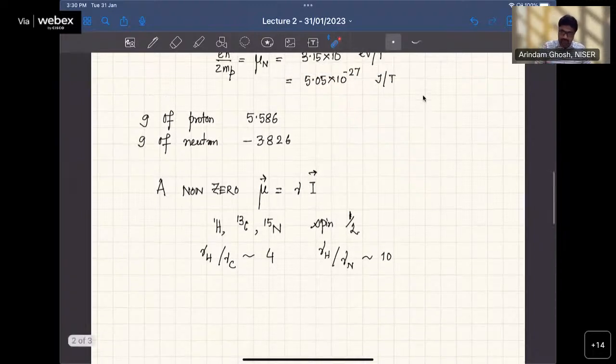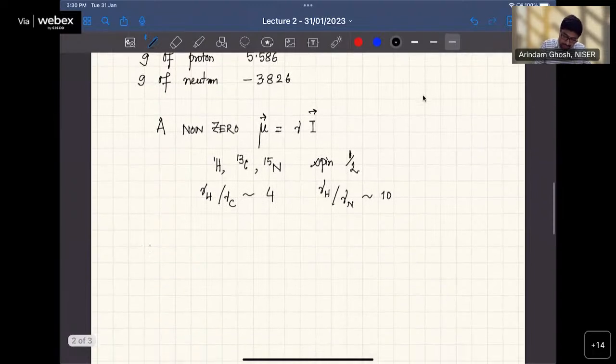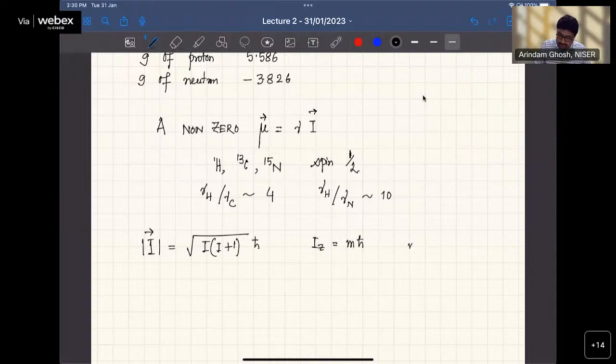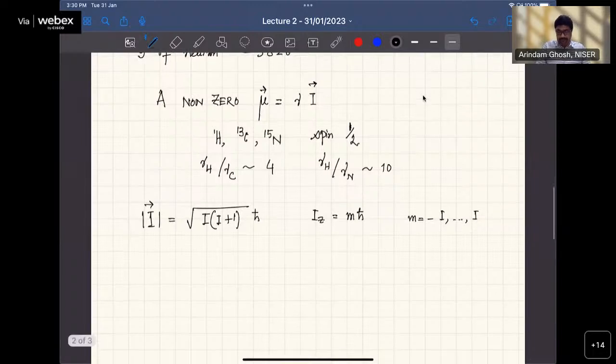So quantum mechanics has said that we have a relationship like this, and also quantum mechanics has said that if we have I, which is spin, that spin angular momentum should have this particular relationship: the magnitude is square root of I(I+1) h cross, and IZ is M h cross, where M goes from minus I all the way to plus I. Fine, this is fine, but how is this important for NMR?